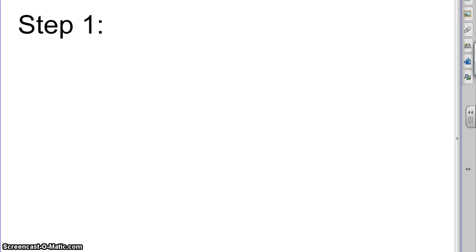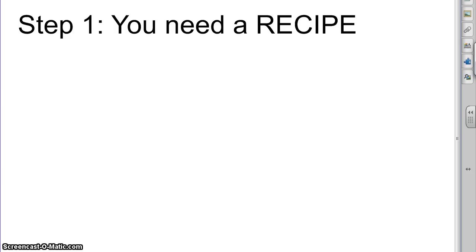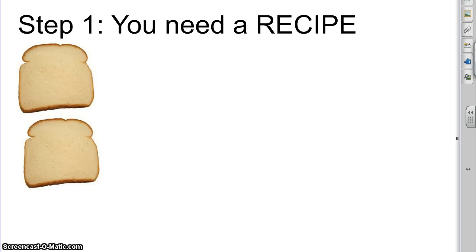So step one. Out of five, of course you're going to make some grilled cheese. You want to know how much you can make. You need a recipe. Obviously you can't do it without a recipe. So we all know the recipe for grilled cheese. We take two pieces of bread and add a piece of cheese.